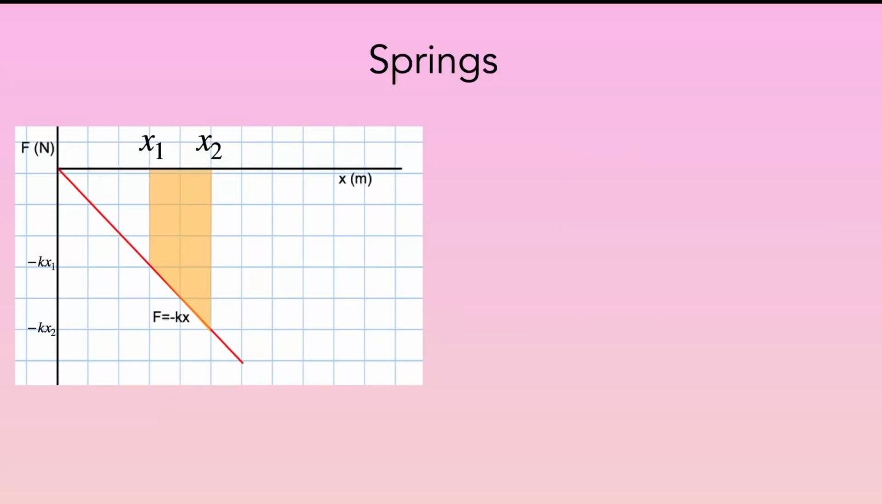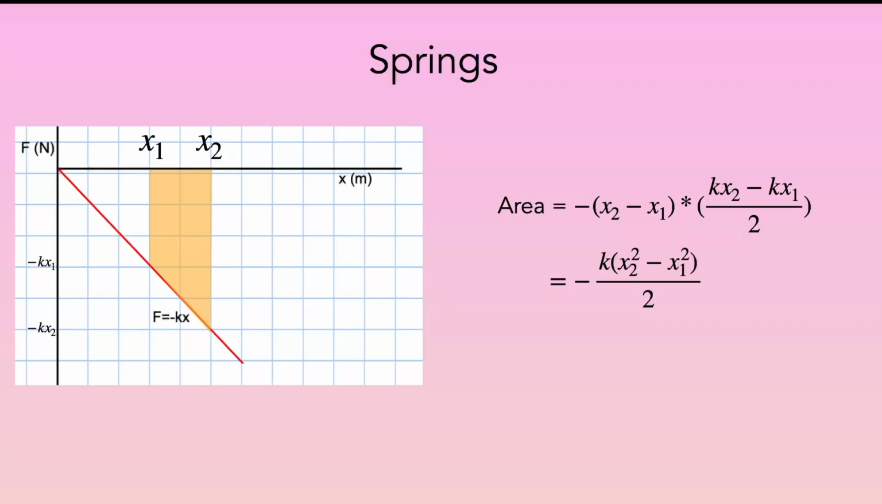We could also do that by doing the area under the curve. If we look at this, it's a shape, it's a quadrilateral. The area of that shape is going to be x2 minus x1 as the base, and the height, we can do it by averaging negative kx1 and negative kx2. So the area ends up being the exact same thing that we got in the previous example.